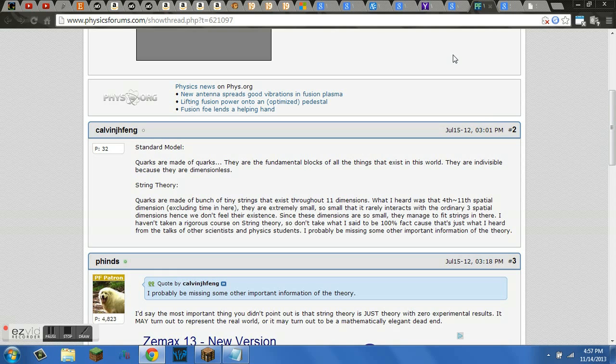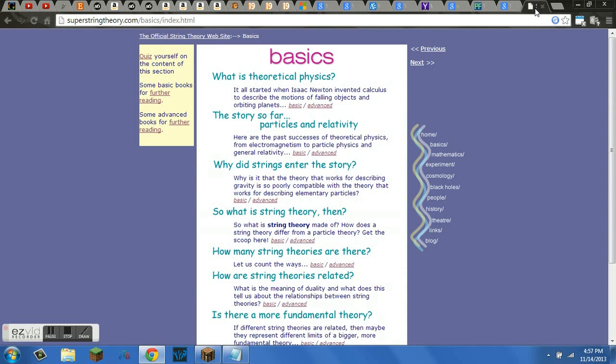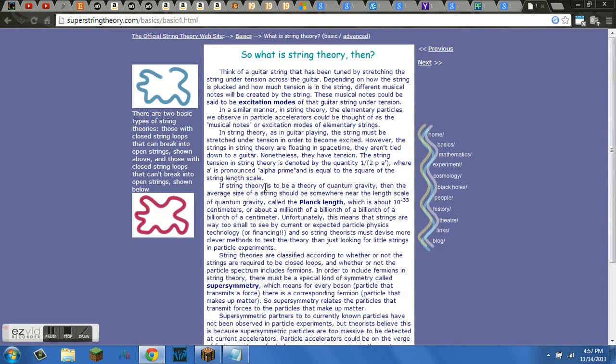Though this is one theory, there are other theories, like string theory. So string theory is thinking that everything is made out of strings. Everything is made out of string of some type. It says there are 2 types of string theories: those with closed string loops that can break into open strings, shown above, and those with closed string loops that can't break into open strings, shown below.